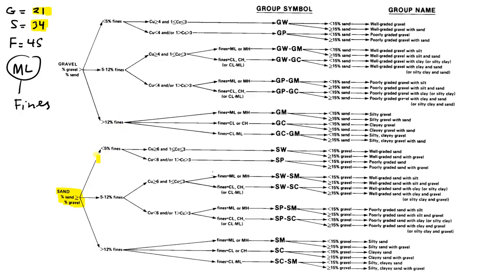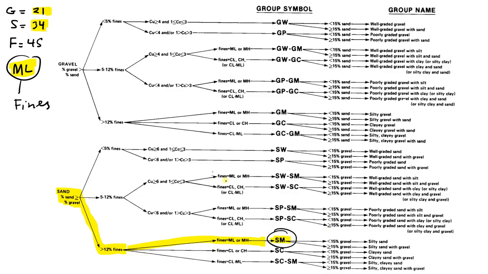Now we have three options. What is the percentage of fines? It is 45%, which is definitely more than 12. Again, there are three choices: one is ML or MH, another is CL or CH, and the third one is CL-ML. But in our case, the fines are lean silt. So we are going to go through this top. So our soil classification is SM. So this soil is SM.